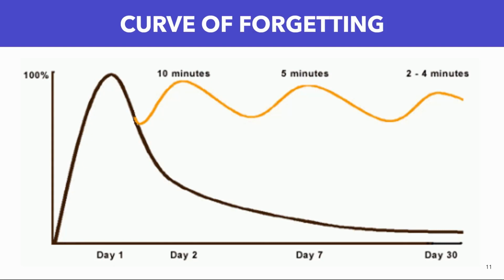On day one, you'll fully grasp it. You'll feel super confident. But then day two, your retention of that material will decline. Day 7 declines even more. Day 30, it's almost fully gone, unless you are constantly looping back and reviewing this particular concept. Again, it just takes a few minutes every few days to retain that information.